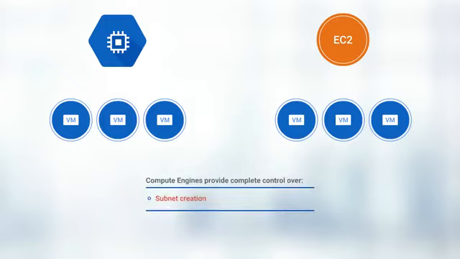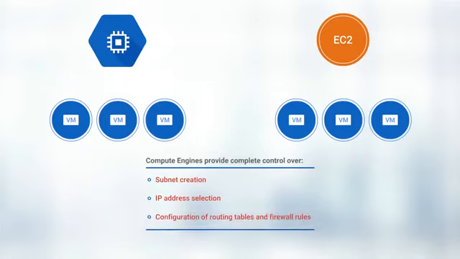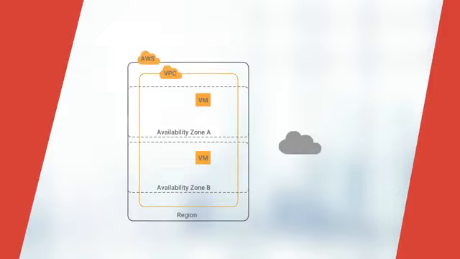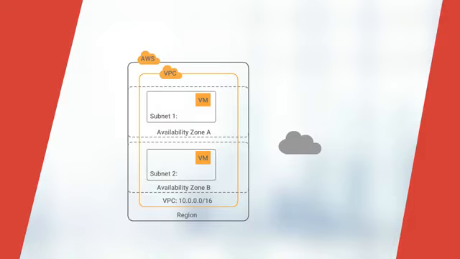Like virtual private clouds, or VPCs, in EC2, you have complete control over your network environment, including subnet creation, IP address selection, and configuration of routing tables and firewall rules. In AWS, VMs are placed in a region and an availability zone. A VPC spans a region with a private IP address range and contains one or more subnets. Each subnet spans a specific availability zone with a subset of the IP range from the VPC.